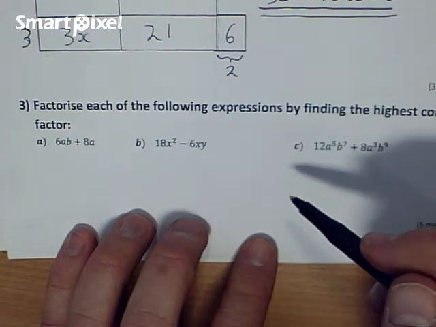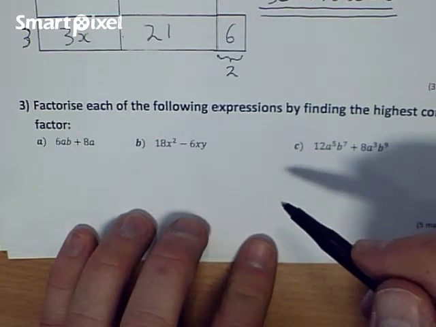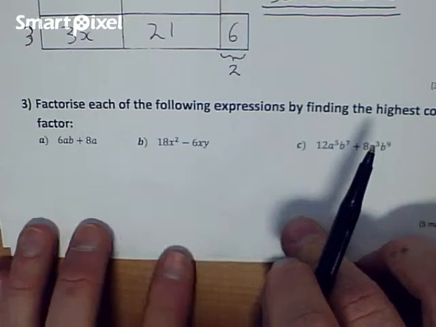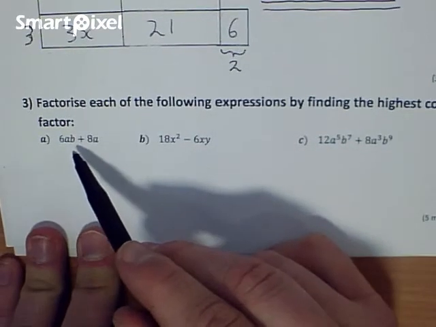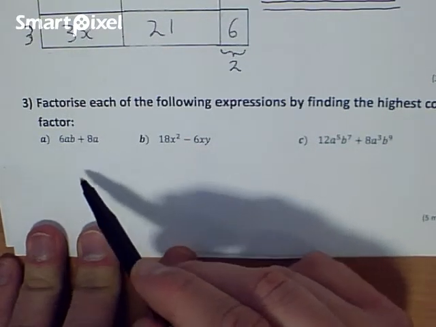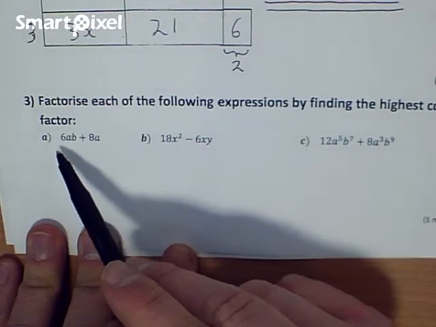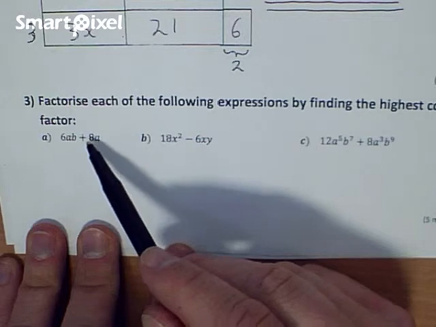This was a question which some of you found quite tricky. Factorising expressions by finding the highest common factor. When you think of highest common factor, you need to think both in terms of numbers and in terms of letters. What's the highest common factor of 6 and 8?